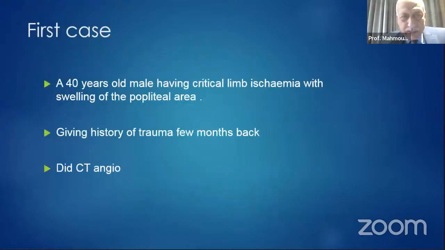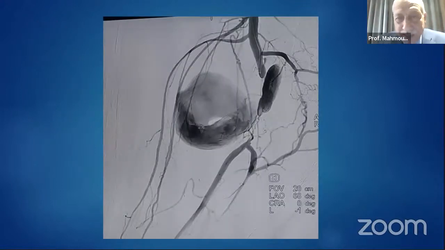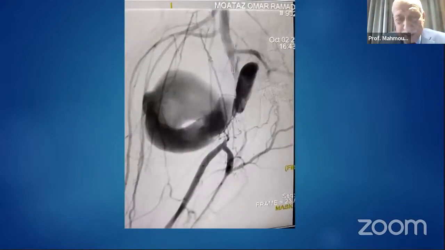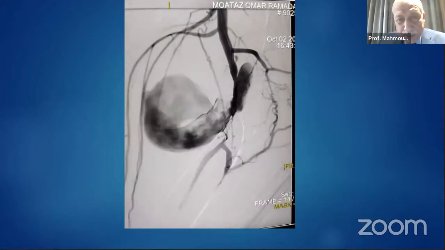So the first case is a 40 years old male with critical limb ischemia with swelling of the popliteal area. He gave a history of trauma a couple of months back, and he did CT angio, and we had a surprise. This is the angio we had. This is a complete occlusion of the popliteal artery with this huge aneurysm. You can see this is during the angio. You can see the huge aneurysm and the flow inside.